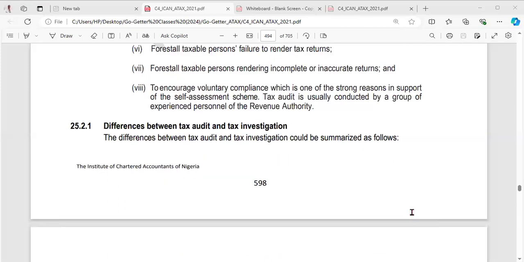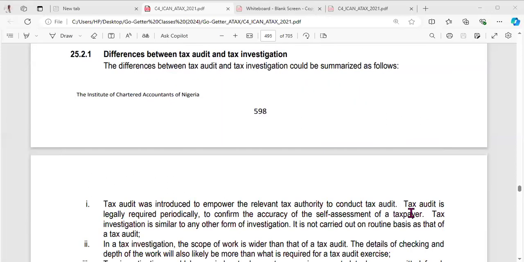Now let's look at some of the differences between tax audit and tax investigation. Number one, tax audit was introduced to empower the relevant authority to conduct tax audits. Tax audit is legally required periodically to confirm the accuracy of the self-assessment returns of a taxpayer. So when you file your self-assessment returns, you file your VAT, even though it is on Tax Pro Max, you are filing out your nil VAT, they are going to examine it. They are going to do audit. So sometimes they call it examination. It's just an audit or examination because an audit is an official examination. These days they call it desk examination.